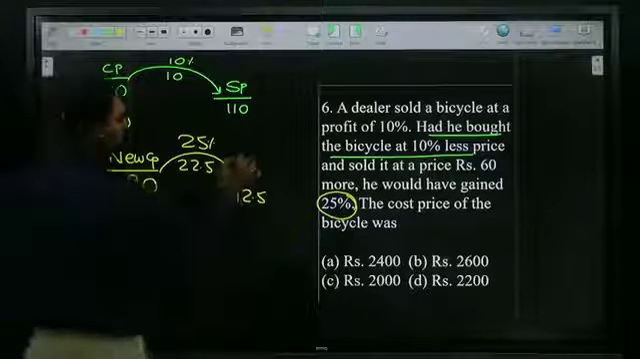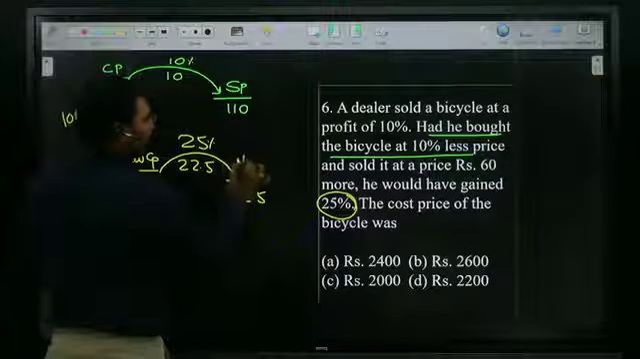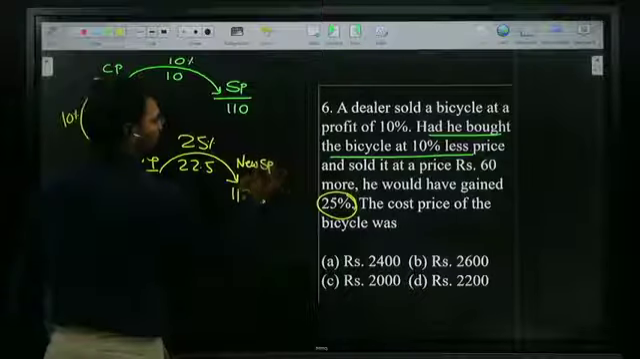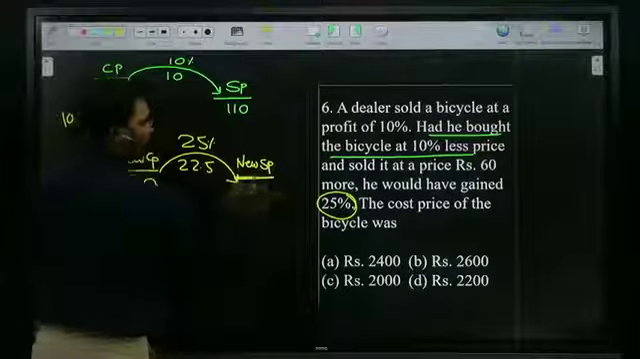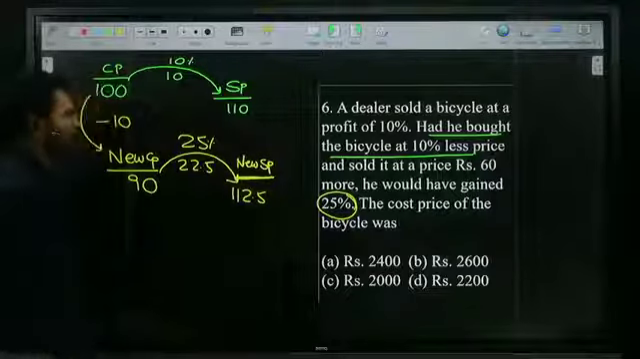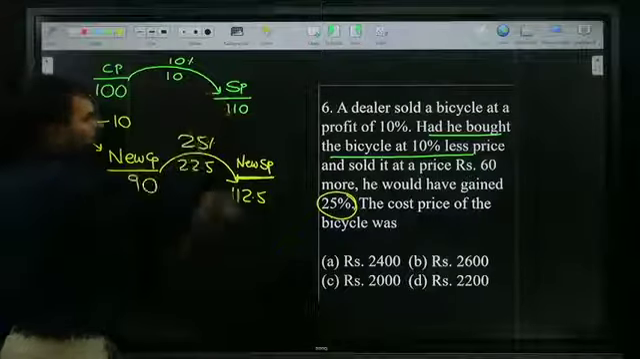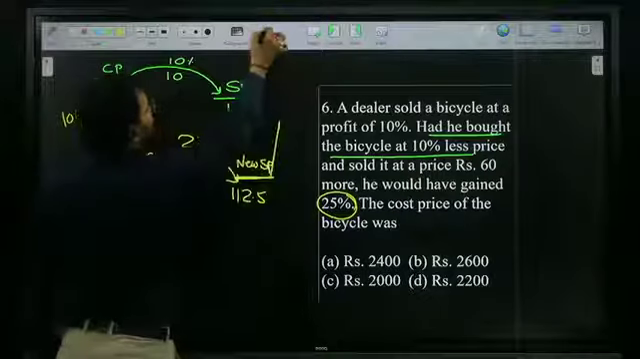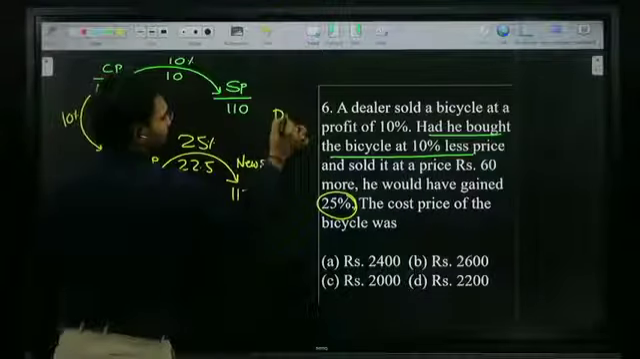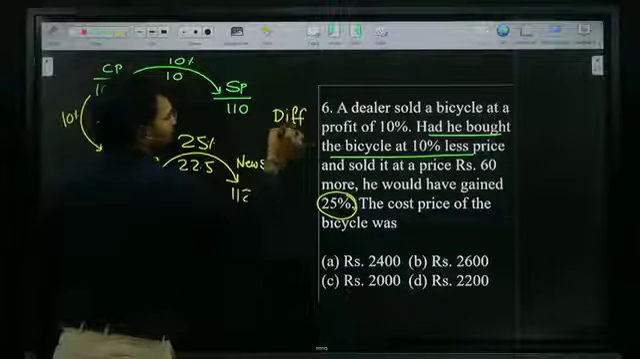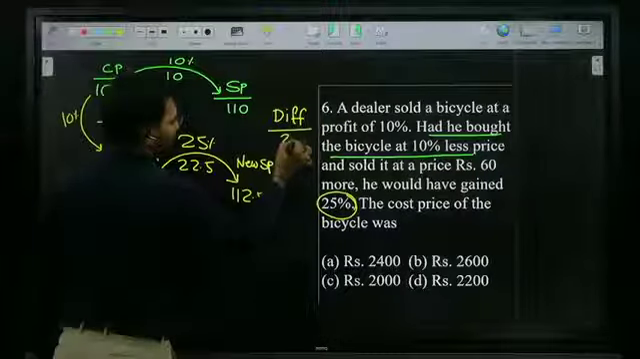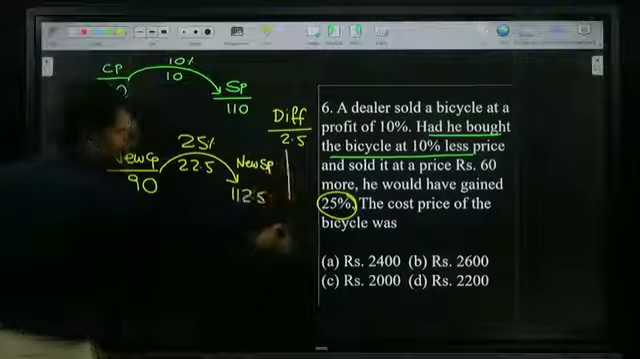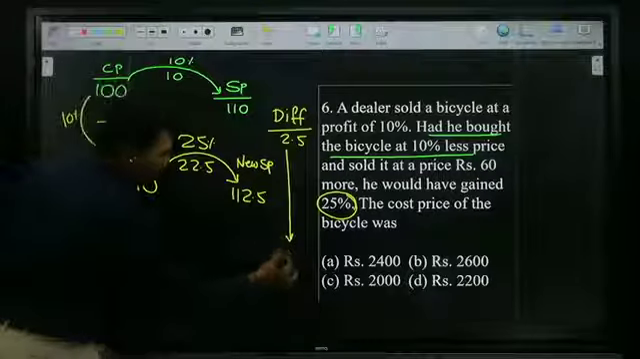This is the new SP. New SP is 112.5. Old SP is 110. So what is the difference? The difference is 2.5. According to 100 it is 2.5 only, but according to our problem, how much more is there?